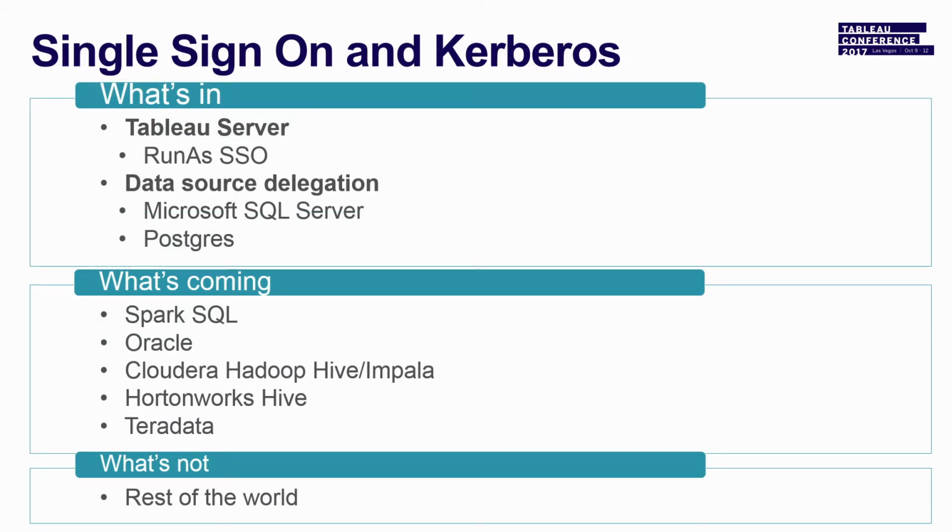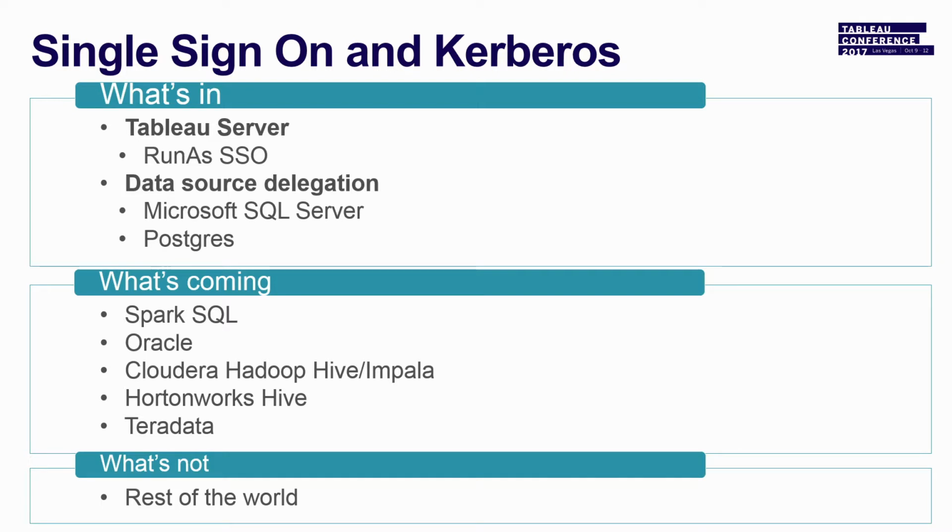What all do we support for single sign-on and delegation? What is already in the beta bits that you will get is that we have full support for RunAs SSO. We have started enabling support for delegation on a bunch of data sources. What is already in there is Microsoft SQL Server and Postgres. What's coming very soon is Spark SQL, Oracle, Cloudera, Hortonworks, and Teradata. They are in various stages of testing and development at this point of time.